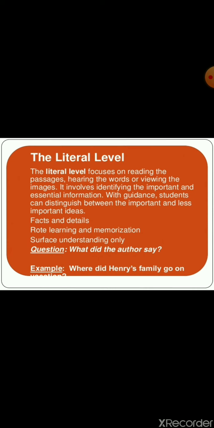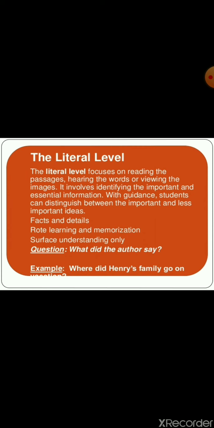So, facts and details, rote learning and memorization, surface understanding only. Surface understanding means what you are getting in the whole passage. You are not supposed to read and understand each and every word. Not at all. Otherwise, you will waste your time. Surface understanding, and rote learning and memorization are really not required here.